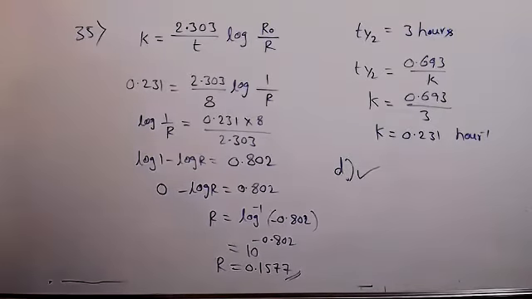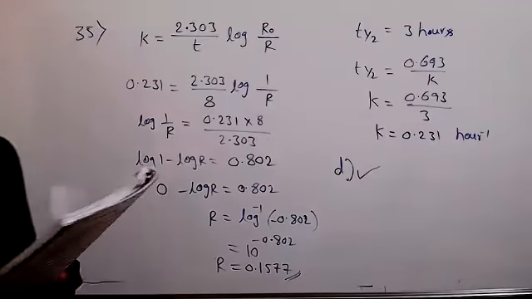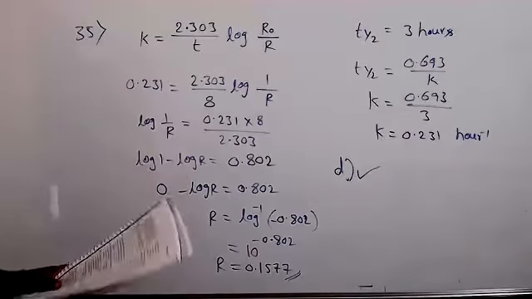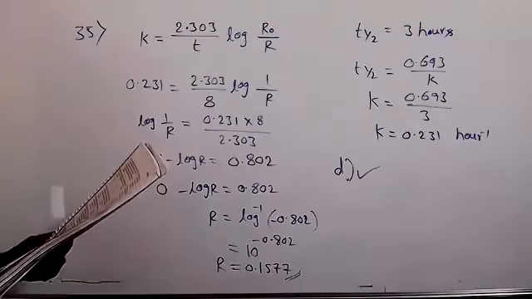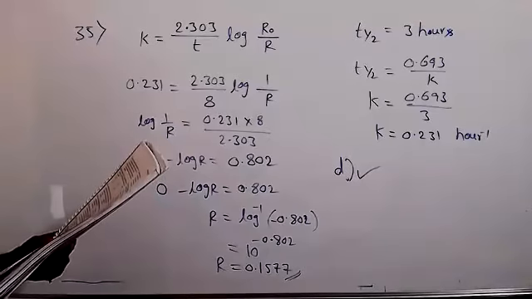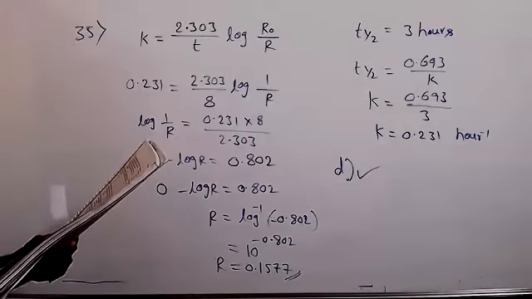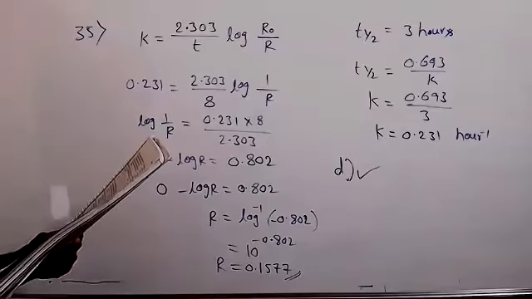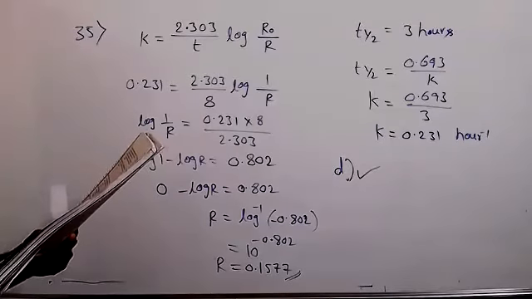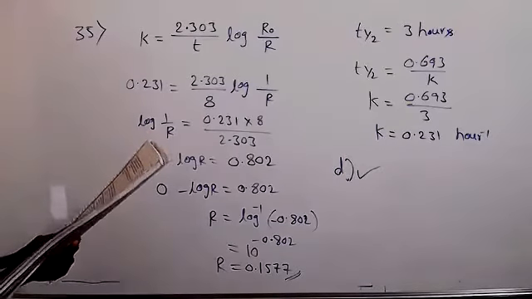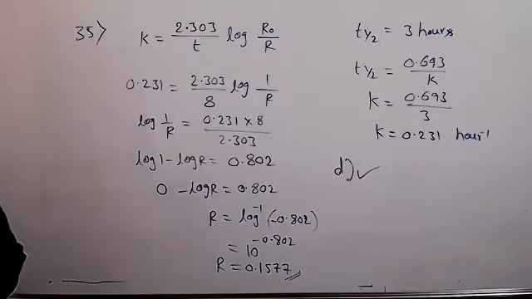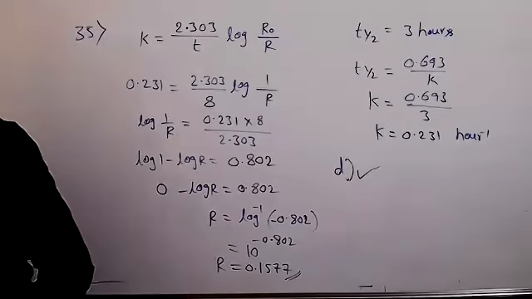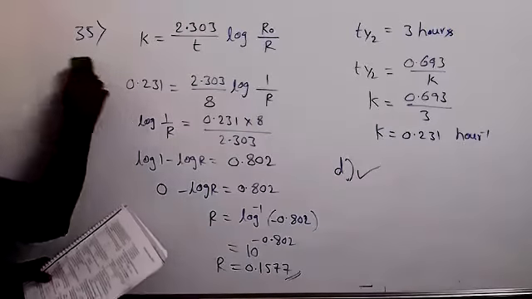Then see next question, 36. The rate constant for the first order reaction is 60 second inverse. How much time will it take to reduce the initial concentration of the reactant to its 1/16th value? So reactant concentration we have to decrease to its 1/16th value.